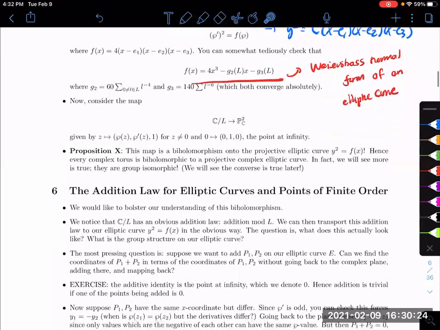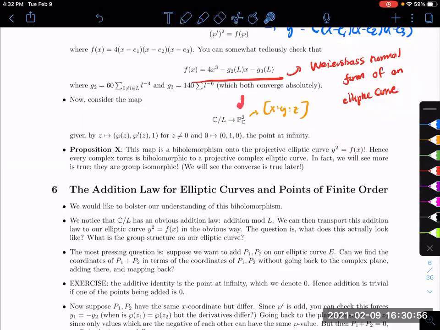So let's look at the following very special map now. We're going to take C mod the lattice, and we're going to map it to the projective plane. And what is that map going to look like? Well, what do points in projective plane look like? They have 3 coordinates, if you remember from last time. And 2 points are equal here if and only if their coordinates are non-zero scalar multiples of each other. So for example, (x, y, z) is the same thing as (2x, 2y, 2z). The only other thing we have to remember is (0, 0, 0) is not a point here. At least one of the coordinates has to be non-zero.